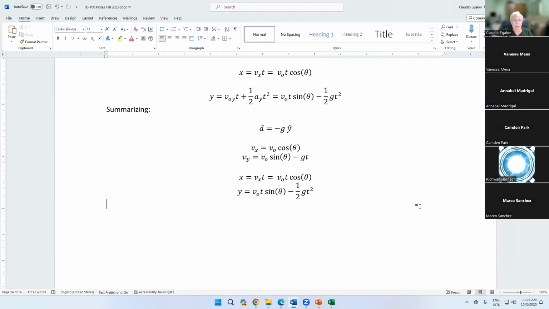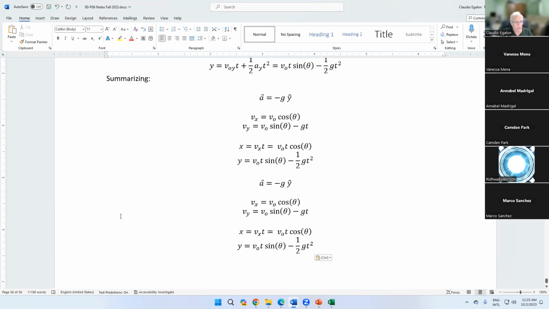I can even spell those equations out in a rather different way. And I did it here in my previous notes, right? So I'm going to repeat them in a different way.